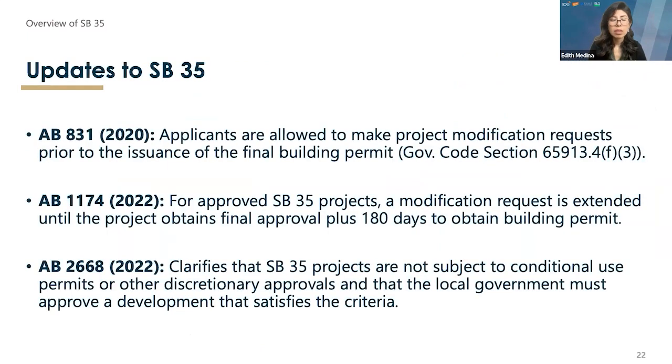So there have been several bills that have updated SB 35. AB 830 and 1174, they're both related to modification requests to SB 35 projects. So AB 831 states that modifications for approved SB 35 projects are allowed, so long as they are consistent with objective planning standards. And when that modification request is submitted, the agency has 60 days to review and 90 days if design review is required.